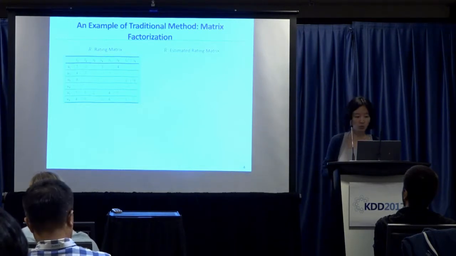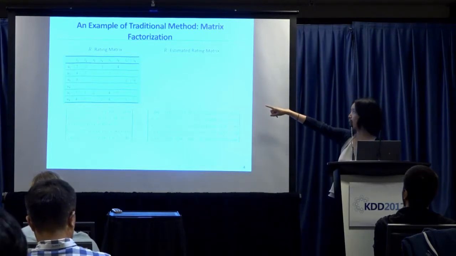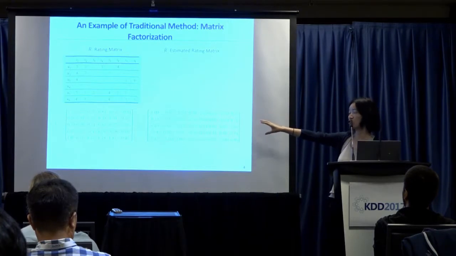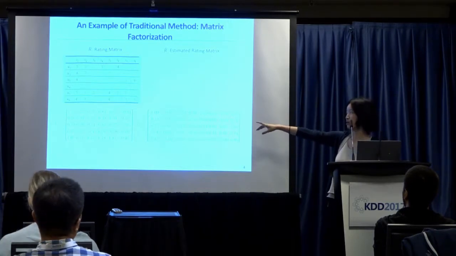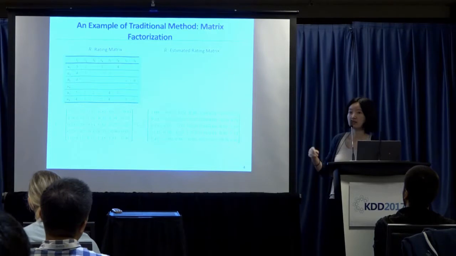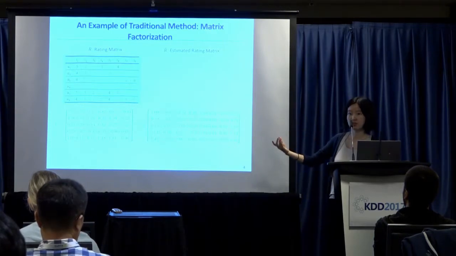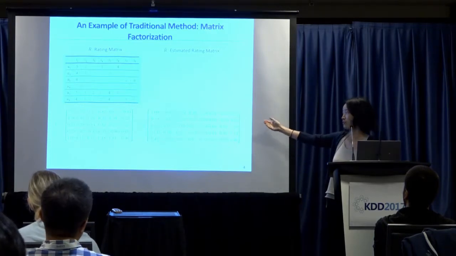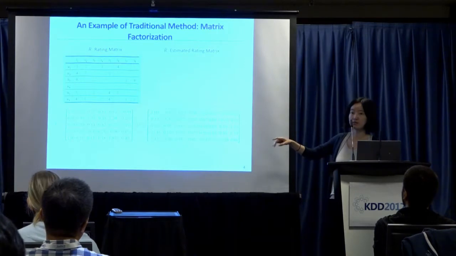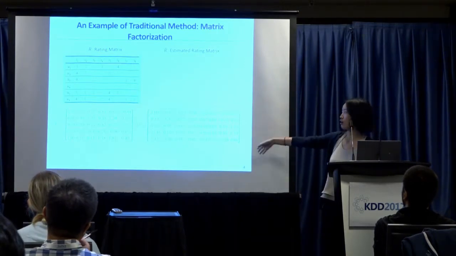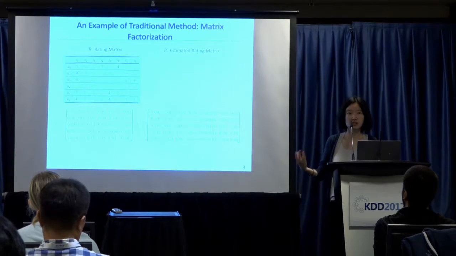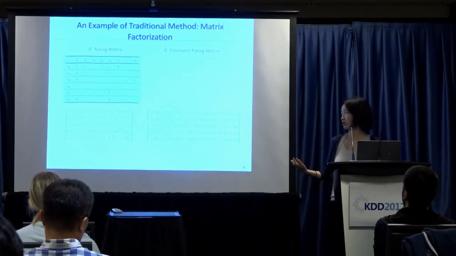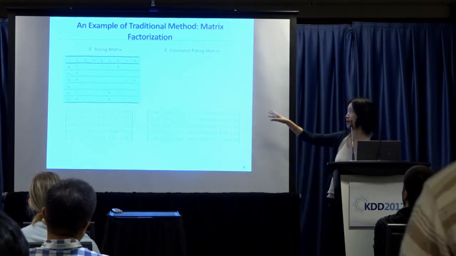Okay? So that's why we can further decompose that matrix into two smaller matrices. One is called U, which is number of users times number of dimensions, right? And a matrix V, which is number of items times number of dimensions. So each column here is actually a low dimensional feature representation for users and items.